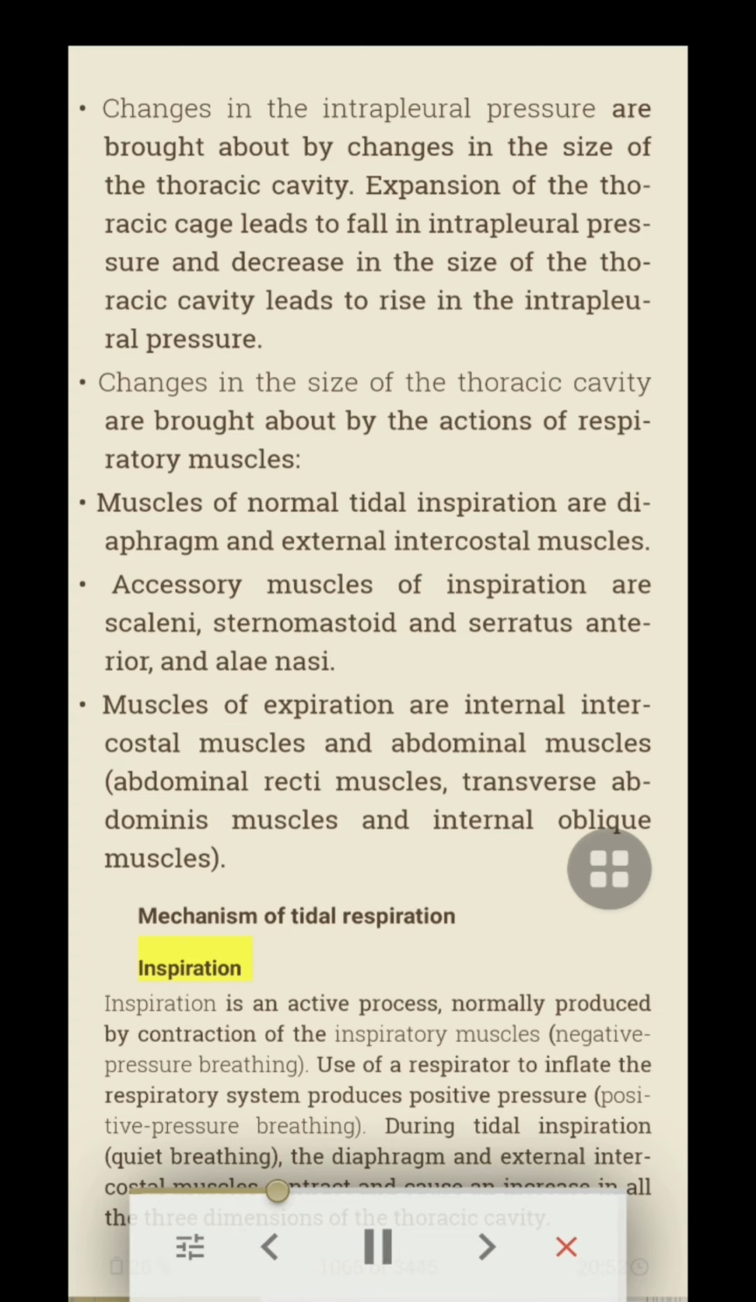Mechanism of tidal respiration. Inspiration. Inspiration is an active process, normally produced by contraction of the inspiratory muscles: negative pressure breathing. Use of a respirator to inflate the respiratory system produces positive pressure breathing. During tidal inspiration, quiet breathing, the diaphragm and external intercostal muscles contract and cause an increase in all the three dimensions of the thoracic cavity.